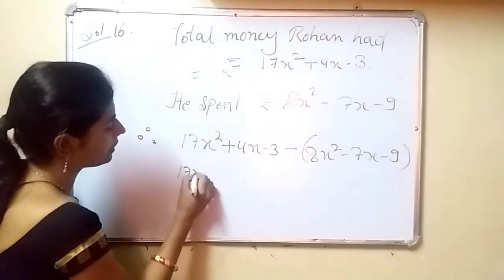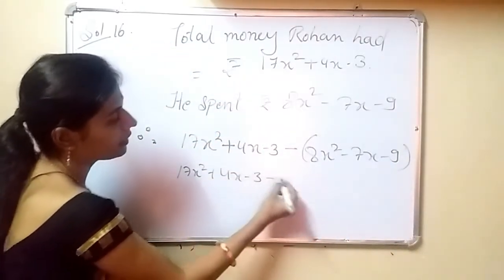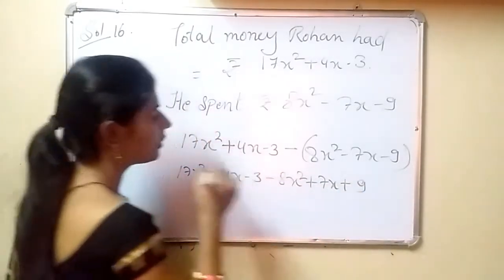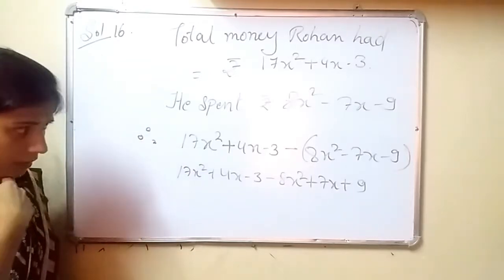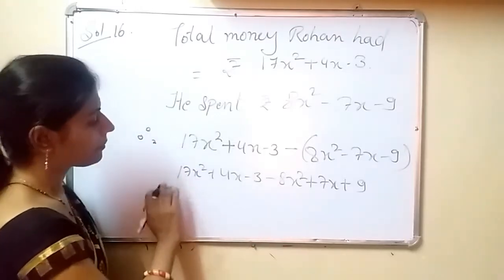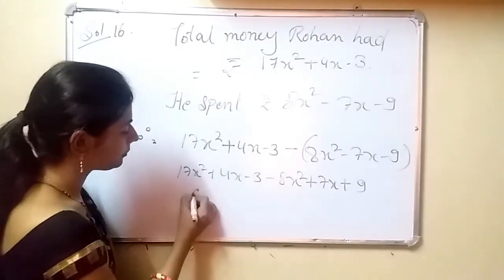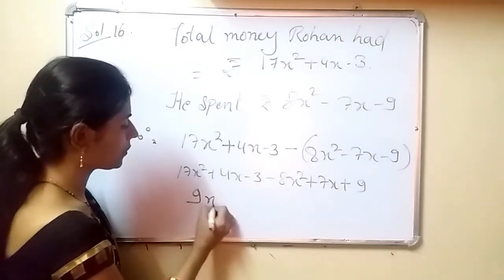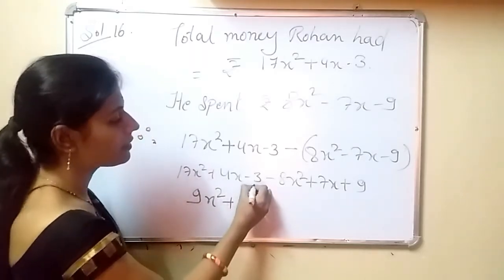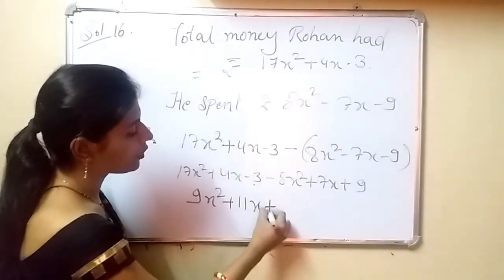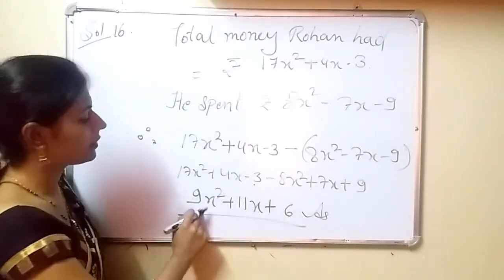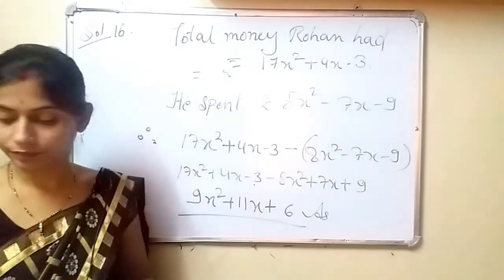Now see, 17x square plus 4x minus 3 minus 8x square plus 7x plus 9. Now 17x square minus 8x square, subtract it, it will become 9x square. Then 4x plus 7x will become 11x, and minus 3 plus 9 will become plus 6. So this is your answer. The money remaining with him is 9x square plus 11x plus 6.